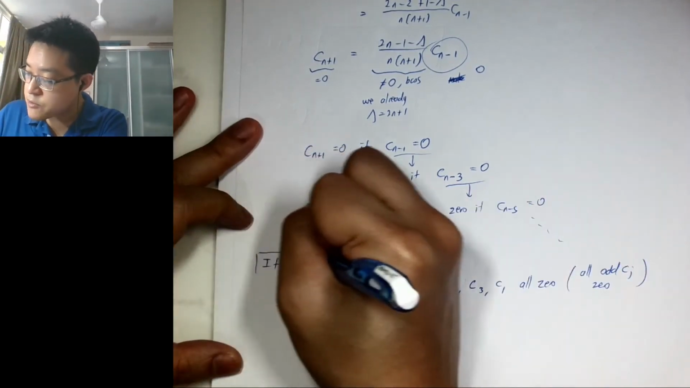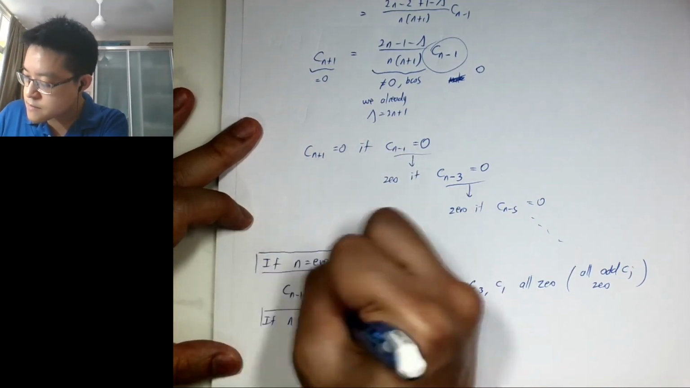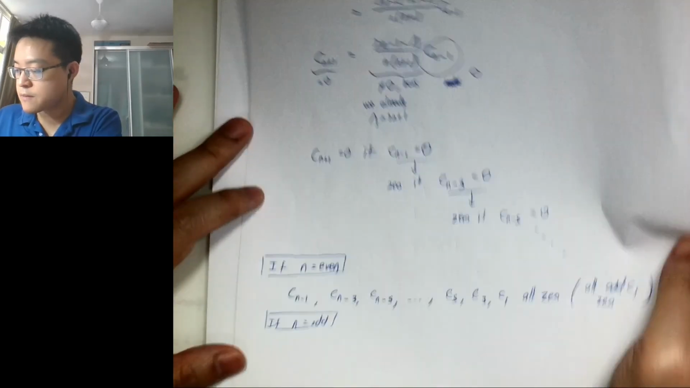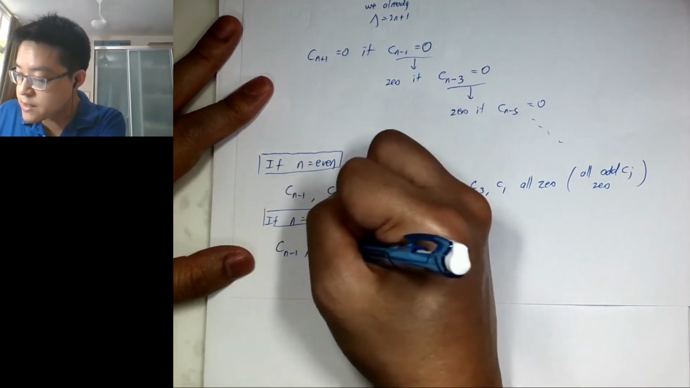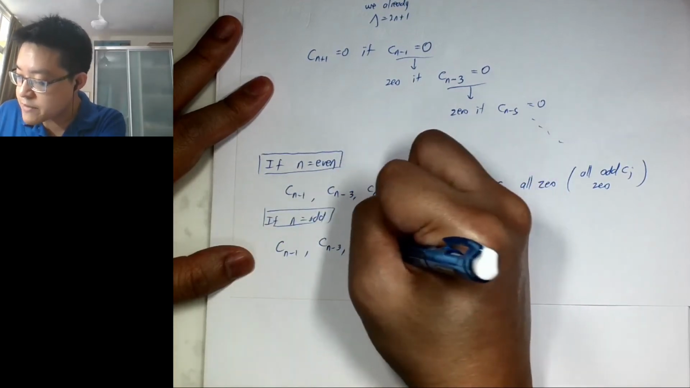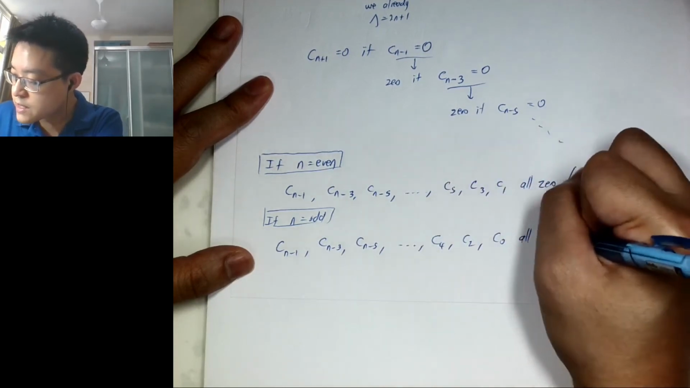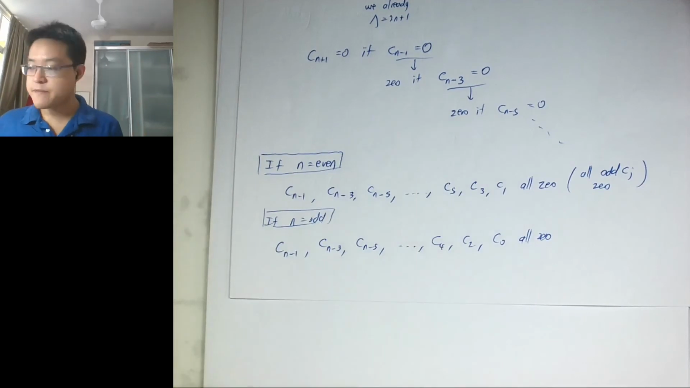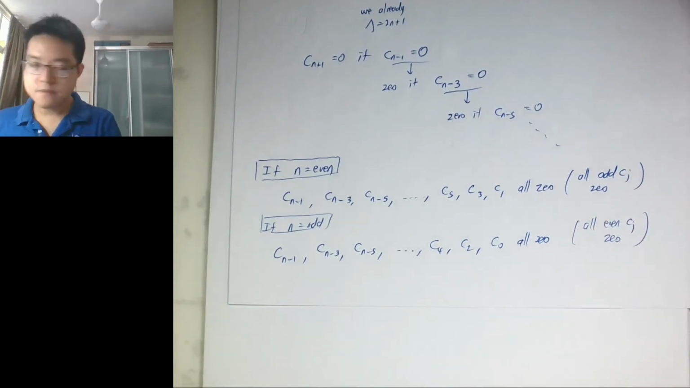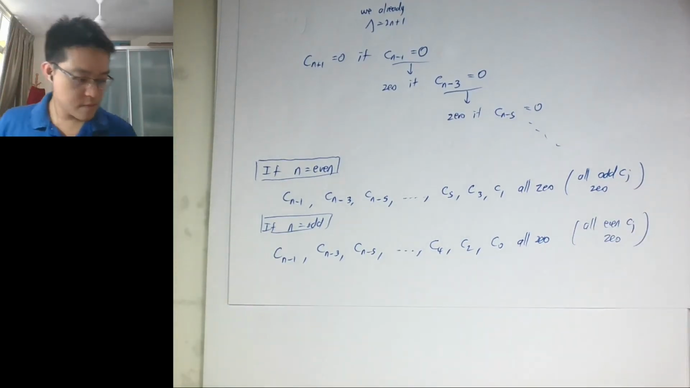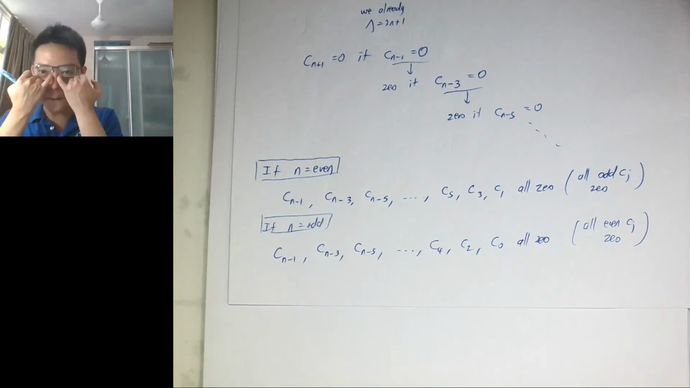Then the same situation for the odd case. Right? So if n is an odd number, that means Cn minus 1 is even. Then n minus 3 is even. So everyone here are even. So I got C4, C2, C0, all 0. So it depends on the value of n. So all even Cj are 0. Do you follow so far?